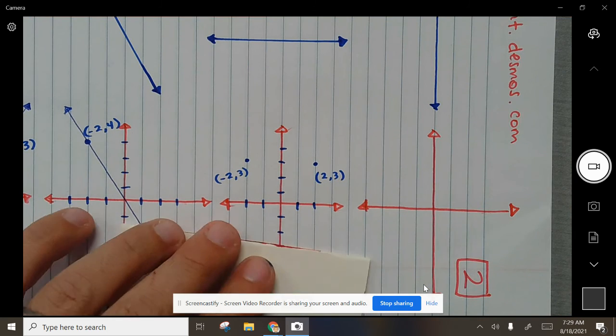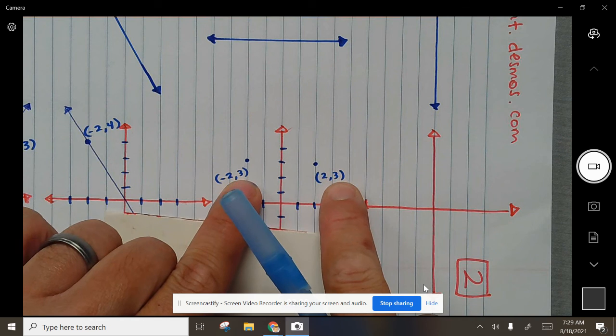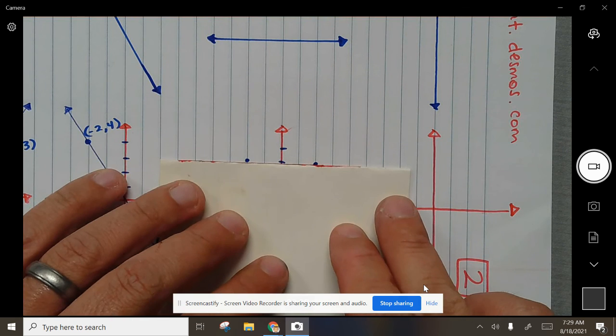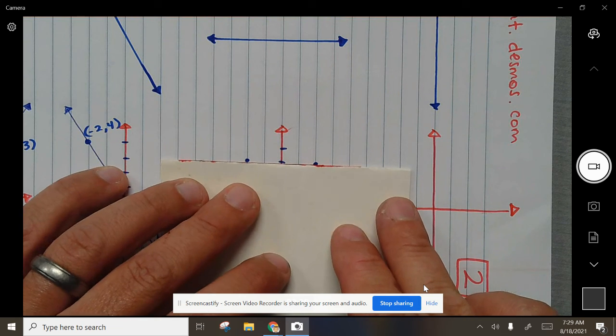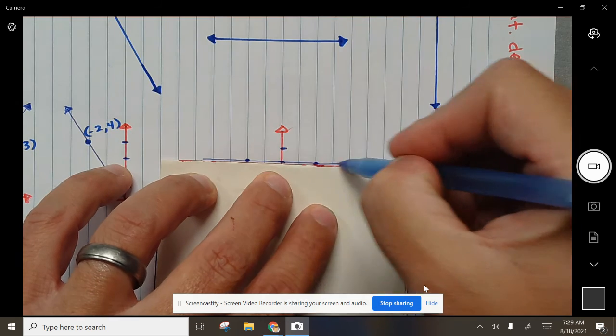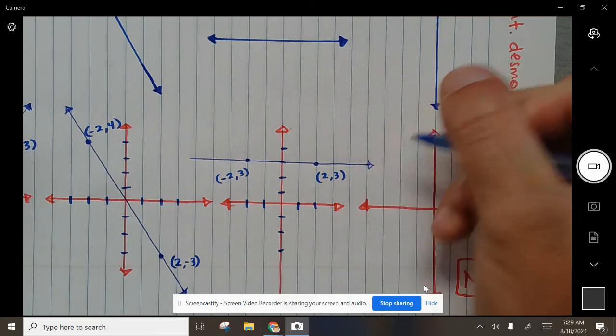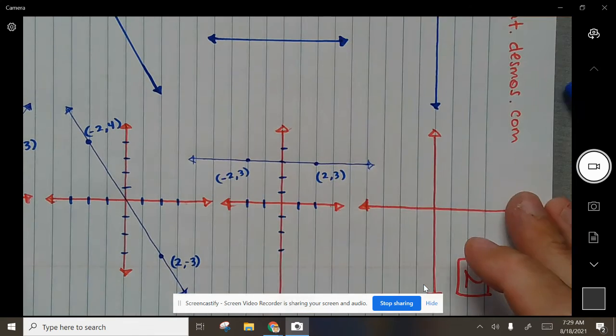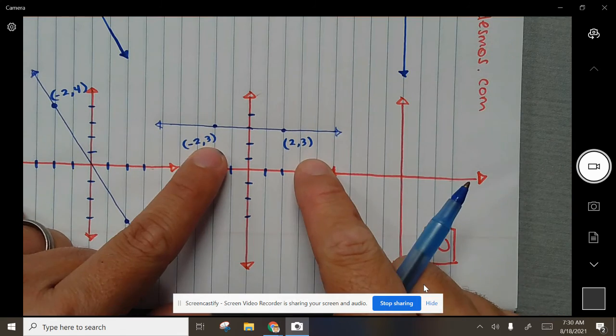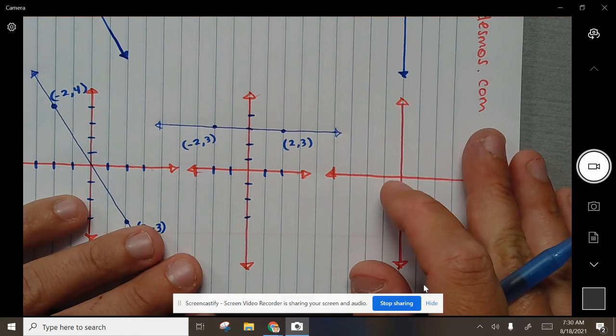And what do you notice? They both have 3 as their y. And if you notice the line, when I do graph it, obviously it's not graph paper, it's not totally perfect, but when I do graph it, I do create a perfect zero slope.